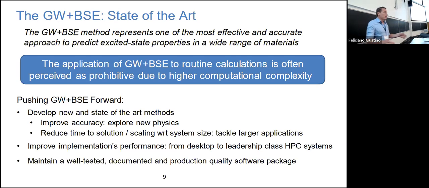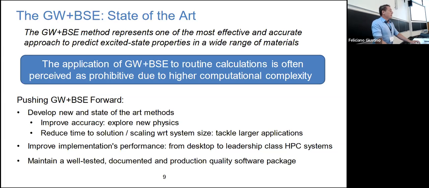We constantly develop new methods and approximations, for example, to improve the accuracy and explore new physics, but also to reduce the prefactor of the application in order to speed up the calculation, as well as, in the long run, reduce the unfavorable scaling with system size from N^4 to N^3, and eventually to linear scaling.